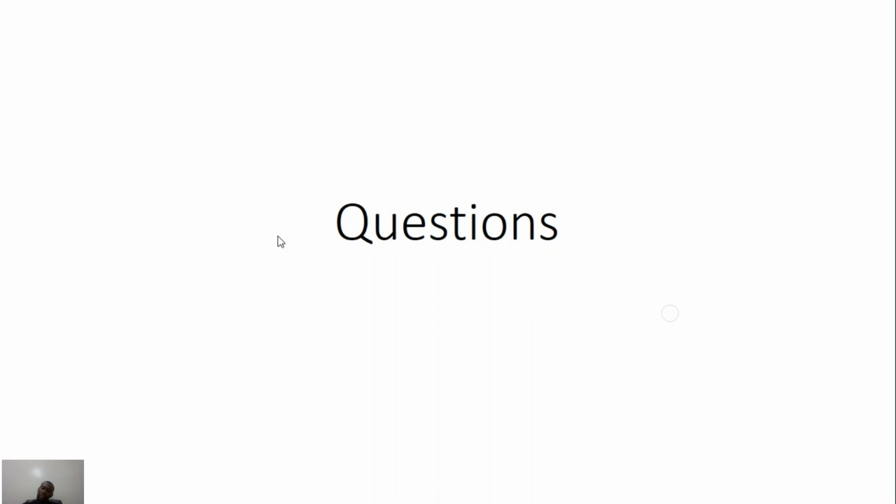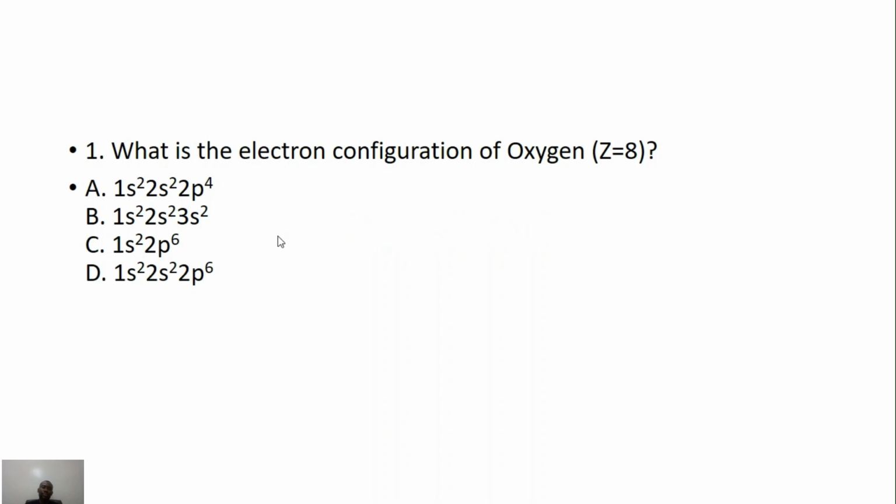Having gone through quantum numbers and electron configuration, let's now treat some questions for us to test our knowledge and reinforce what we know. Now, they ask us: what's the electron configuration of oxygen?